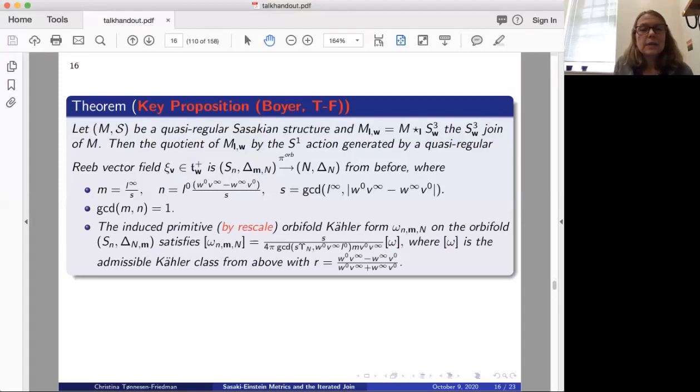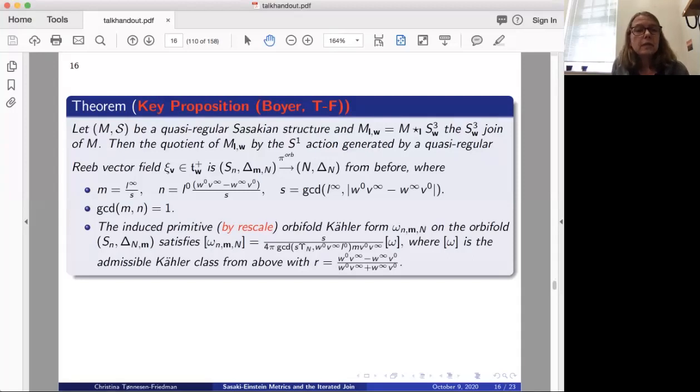And the last missing piece of the story is that we can carefully figure out what the orbifold Kähler form's class is. And if we rescale it, so take a, you know, simply connected cover of whatever Sasaki structure we have, so that it's primitive, here it is. Here's what it is. So it's this rescale times the class of omega, where omega was the admissible Kähler class from before, when R, and R has to be equal to this. Okay?